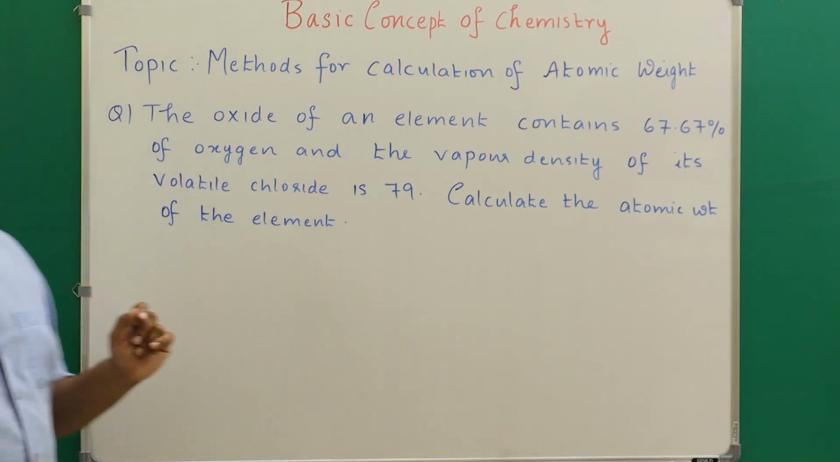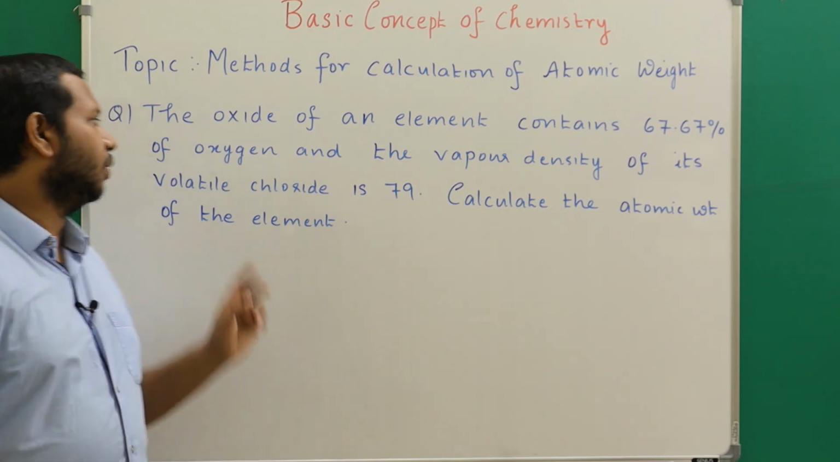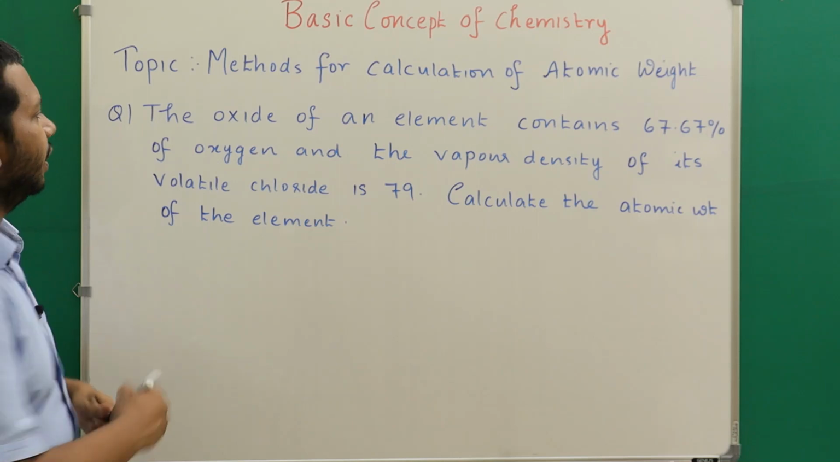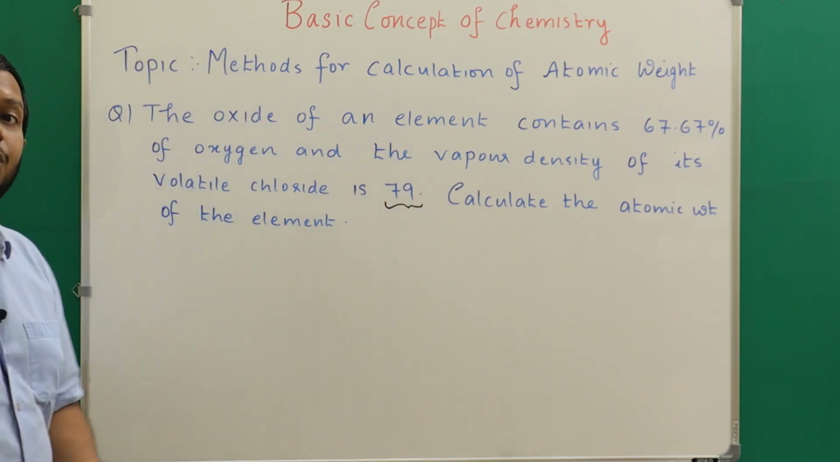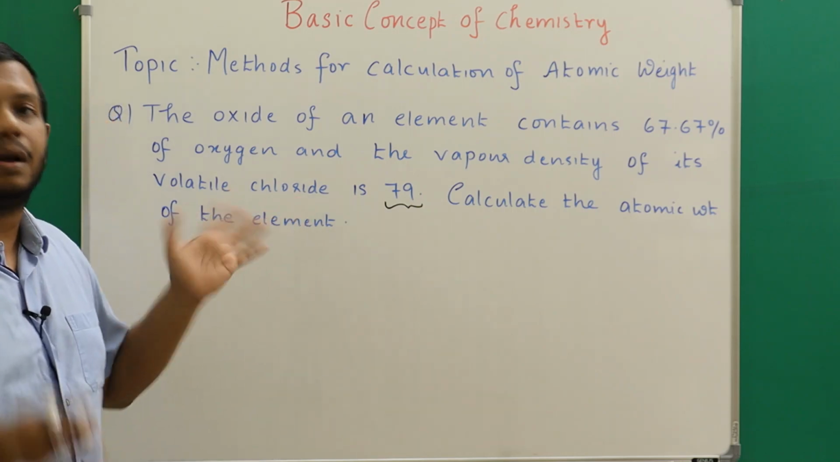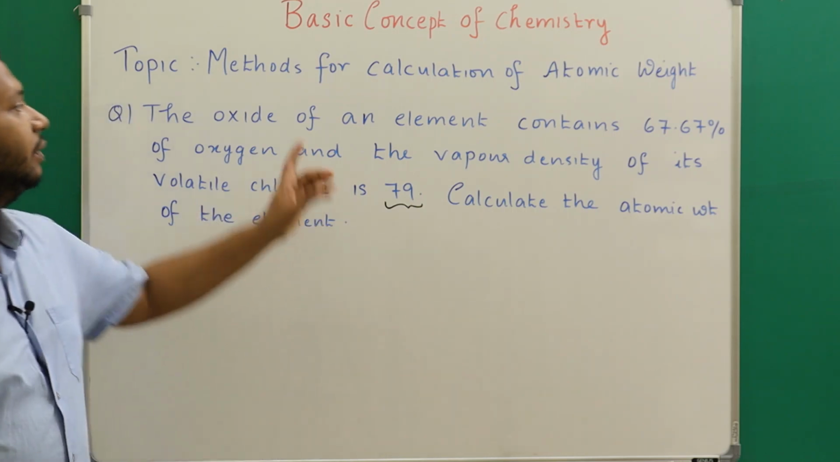We need 2 data to apply the volatile chloride method. One is we should know the vapor density, that is given here. The next thing we should know is the equivalent weight of the element. That they have not given, but instead they have given a clue here.